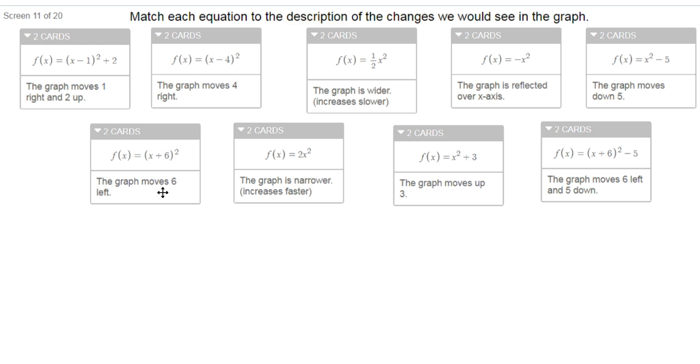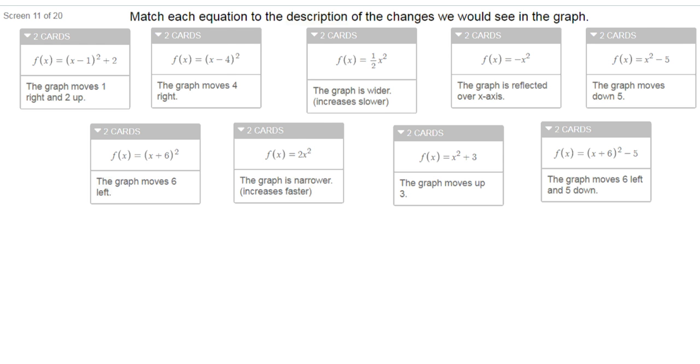Then we talked about some vertical shifting, x squared plus 3 moving up 3 units. X squared minus 5 going down 5 units. And then we had some combos here, x plus 6 squared minus 5 going to the left 6 units, down 5. And then a quantity x minus 1 squared plus 2 going to the right 1 and up 2 units.